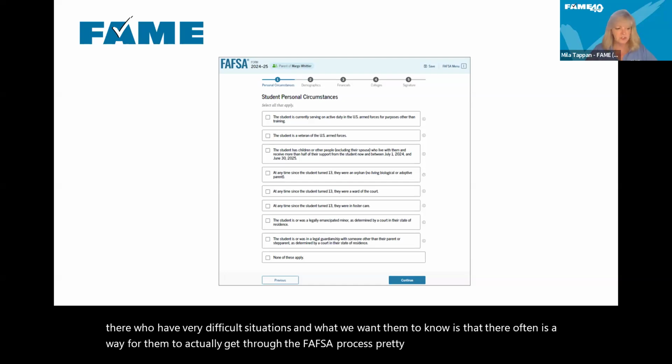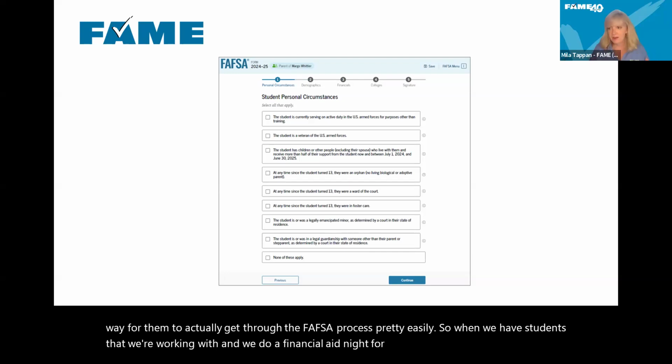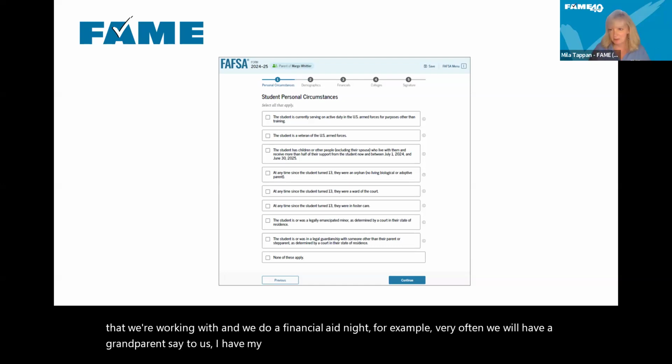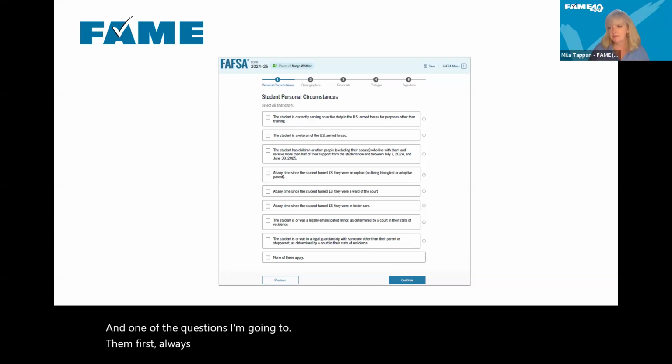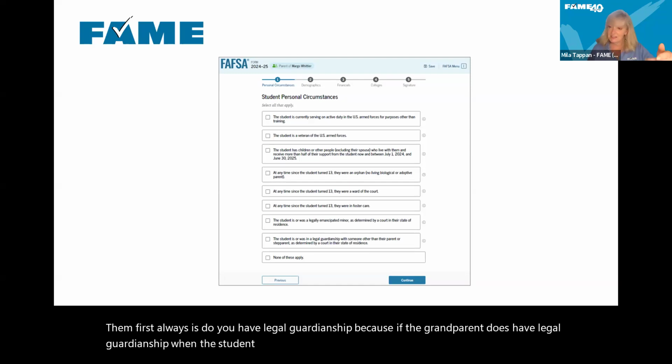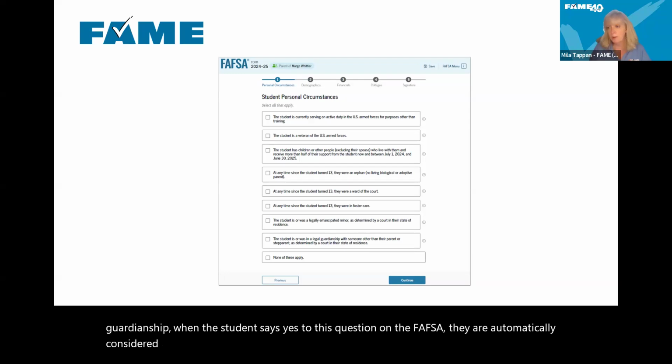So when we have students that we're working with and we do a financial aid night, for example, very often we will have a grandparent say to us, I have my grandchild living with me. How do they complete the FAFSA? And one of the questions I'm going to ask them first always is, do you have legal guardianship? Because if the grandparent does have legal guardianship, when the student says yes to this question on the FAFSA, they are automatically considered independent and no parent information is required on the FAFSA. If they say no, we're going to get to that in a moment.